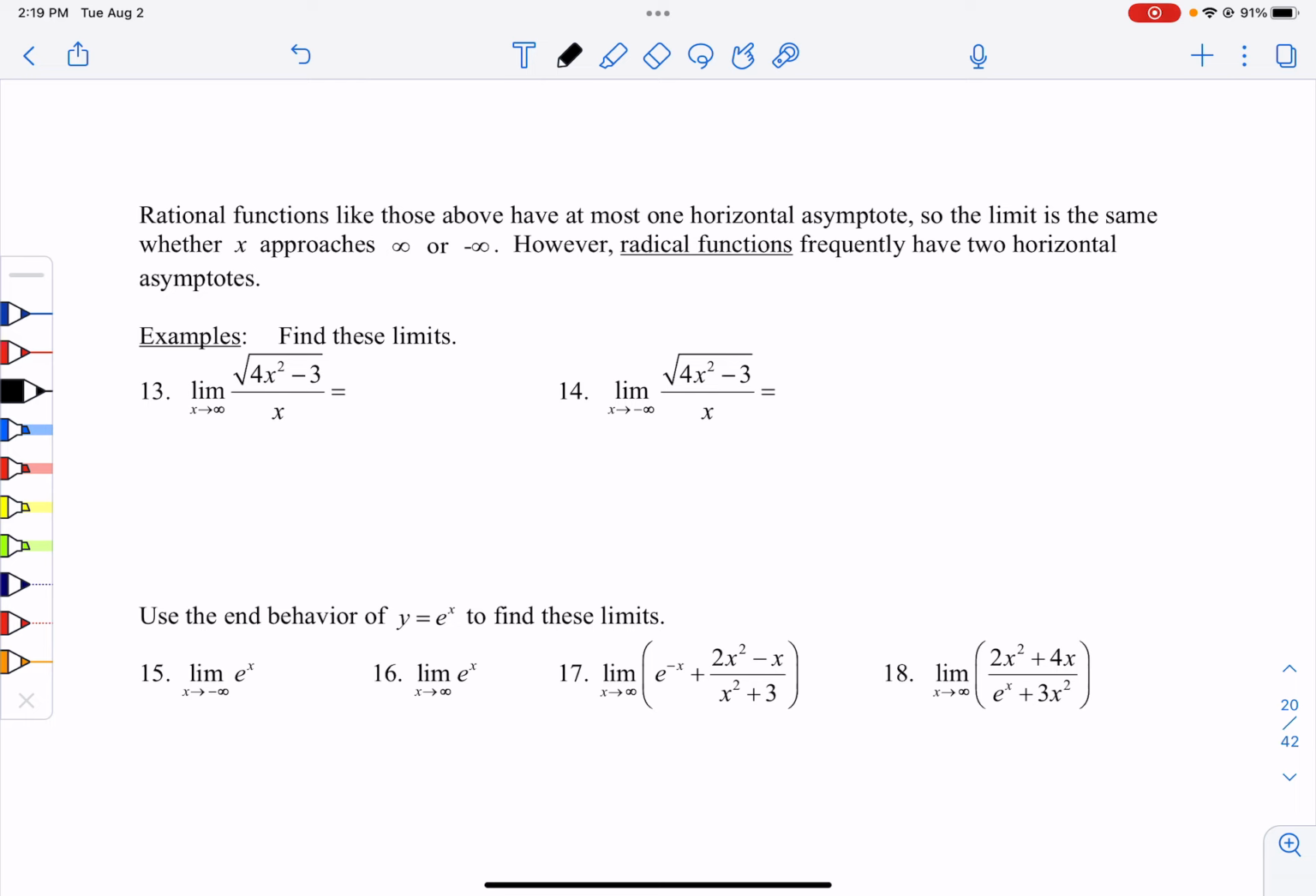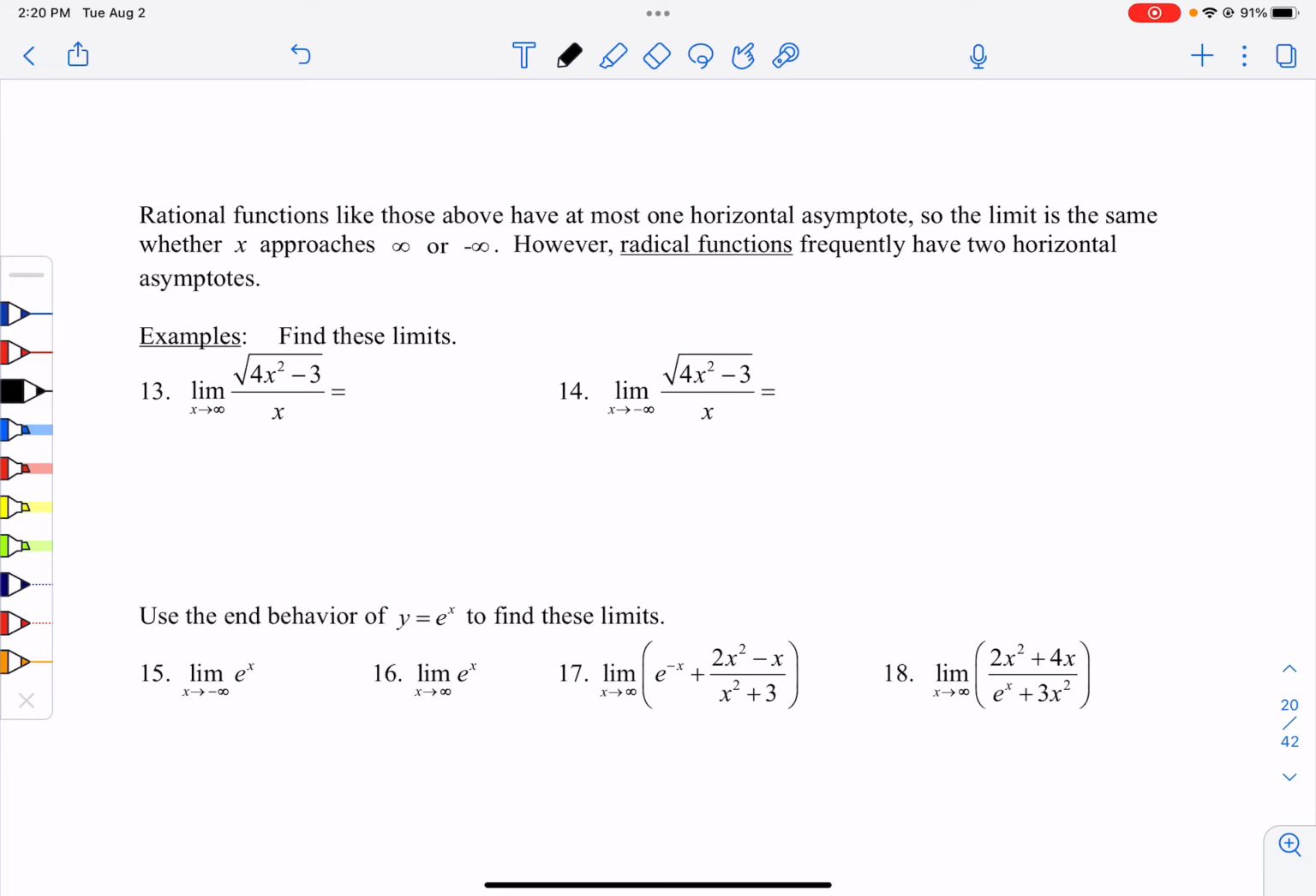Rational functions like the ones that we did up above, they have at most one horizontal asymptote. So it doesn't matter if I'm going to negative infinity or infinity. Either way, I'm approaching the same asymptote. Radical functions, though, sometimes they can have 2 asymptotes. So I wanted to show you what this looks like.